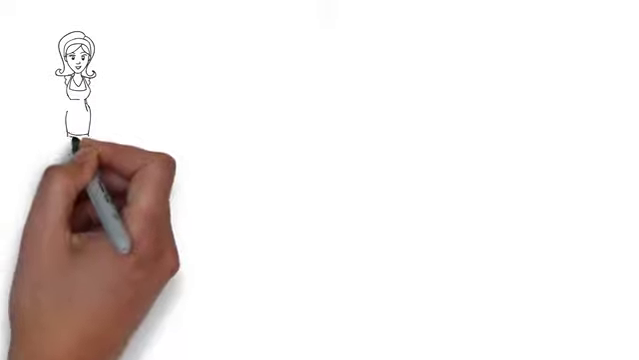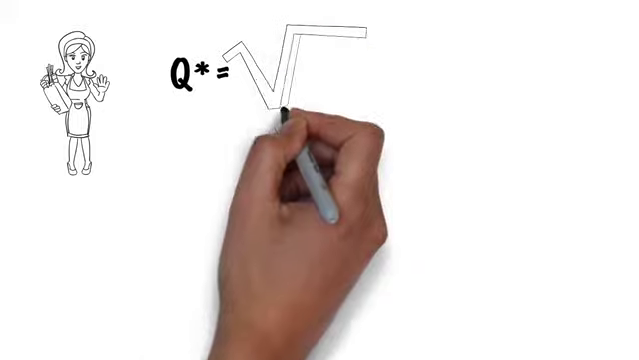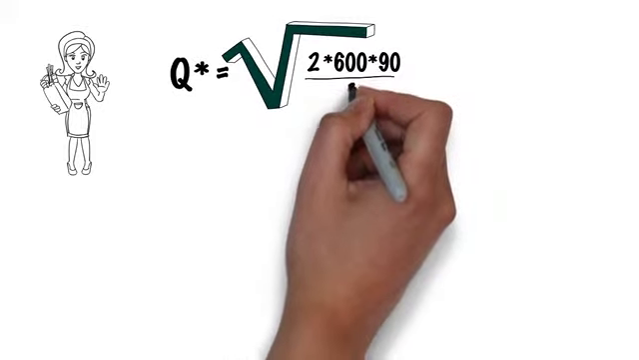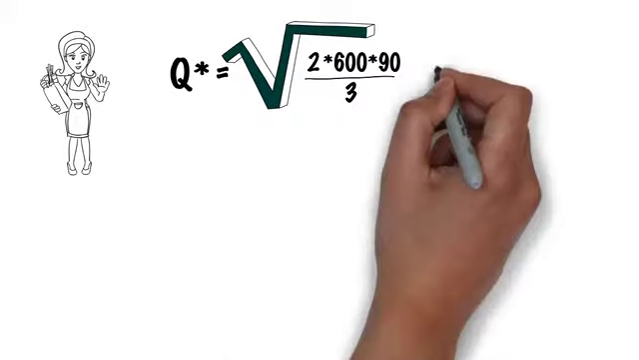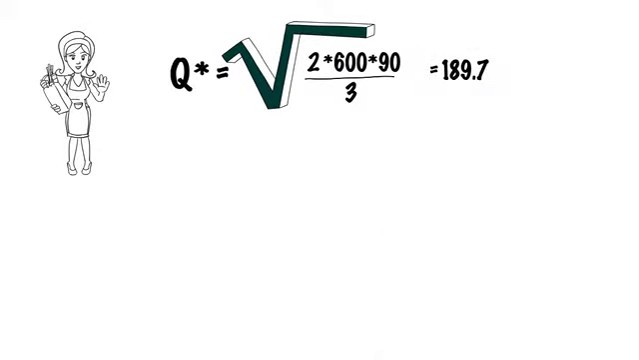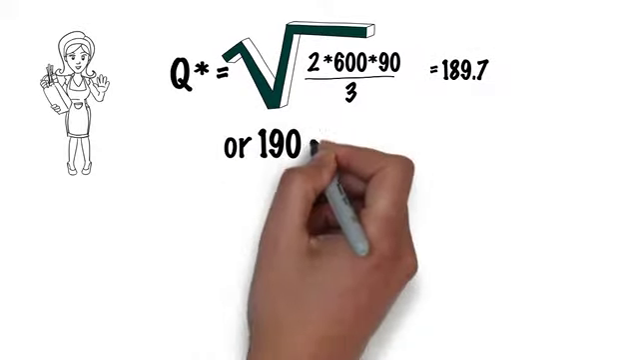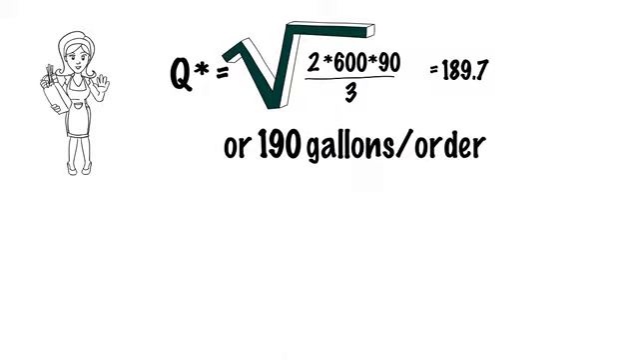Let's bring these formulas to life by helping Kiana calculate her optimal EOQ. The EOQ is equal to the square root of 2 times 600 gallons times $90 per order divided by a holding cost of 3. Run the math and you will get 189.7 gallons. Since you can't order in partial gallons, Kiana should order 190 gallons each time she places an order.